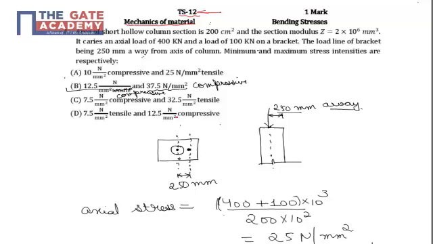Here it is given that there is a short axial column which is having cross sectional area as 200 centimeter square. Here elevation is shown of column and section is shown through AA, which looks like this. Further, it is given that the section modulus is 2 into 10 to the power 6 mm cube and it carries an axial load of 400 kilonewton and a load of 100 kilonewton on a bracket, and this line of load of the bracket is 250 mm away from the axis of the column.